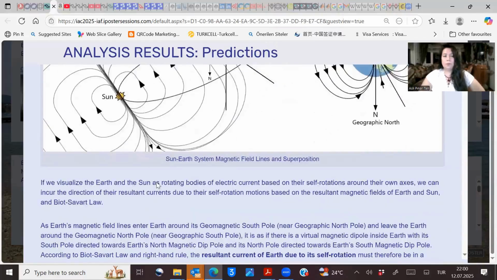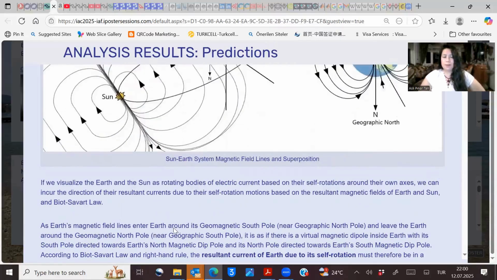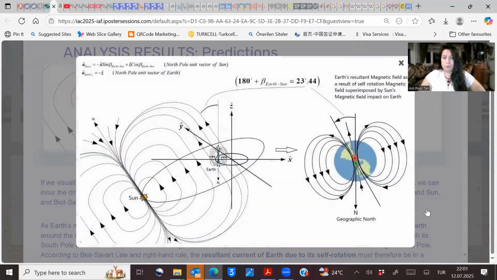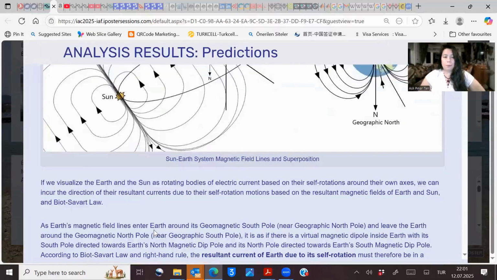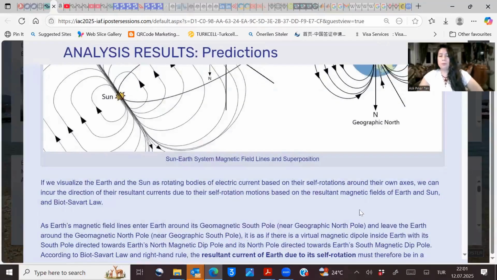If we visualize the Earth and the Sun as rotating bodies of electric current based on their self-rotations around their own axis, we can infer the direction of their resultant currents due to their self-rotation motions, based on the resultant magnetic field lines of the Earth and the Sun and the Biot-Savart law. As Earth's magnetic field lines enter Earth around its geomagnetic South Pole, near the geographic North Pole, and leave the Earth around the geomagnetic North Pole, near the geographic South Pole, it is as if there is a virtual magnetic dipole inside Earth with its south pole directed towards Earth's north magnetic dipole.